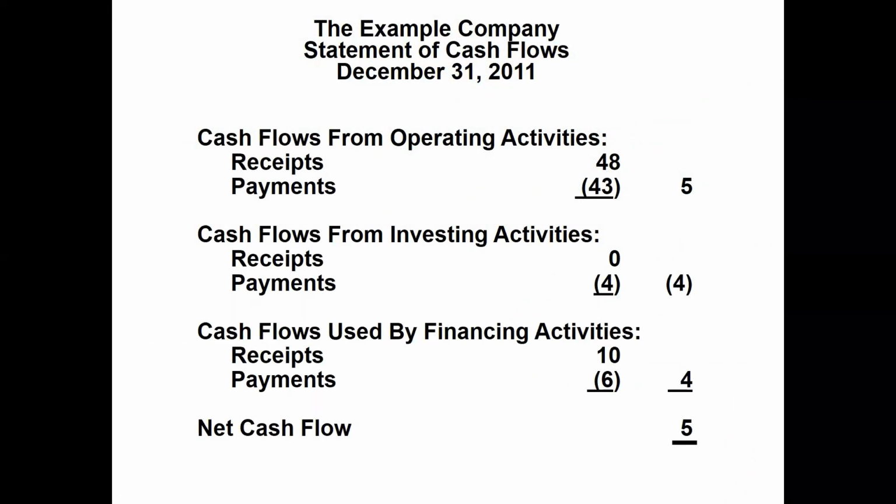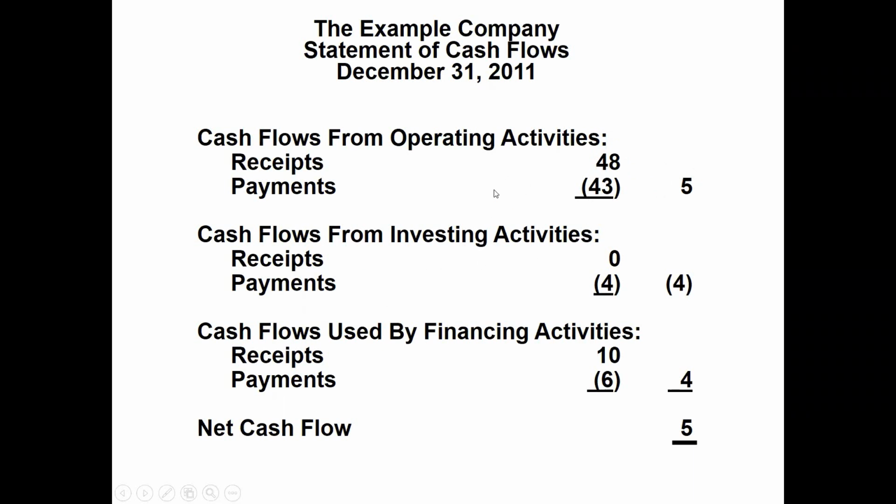So the example: company statement of cash flow, December 31st, 2011. Here they are basically telling us that cash flow from operating activity, that is the receipts, whatever they receive, was 48. That is the money they receive. And then payments made from operating activities are 43. So when we subtract 43 from 48, we get 5.